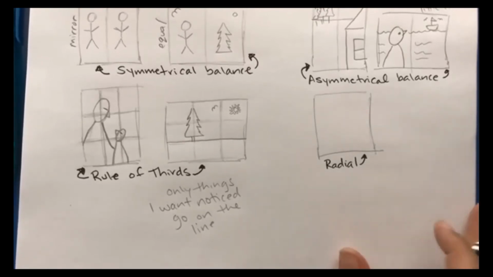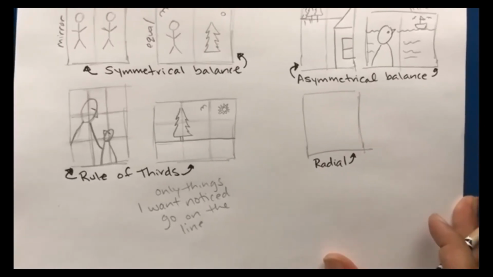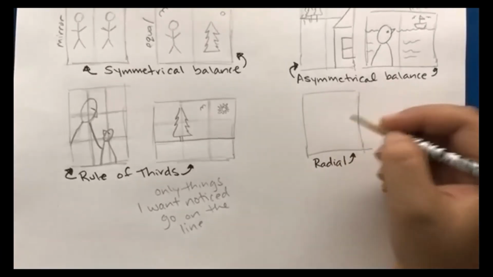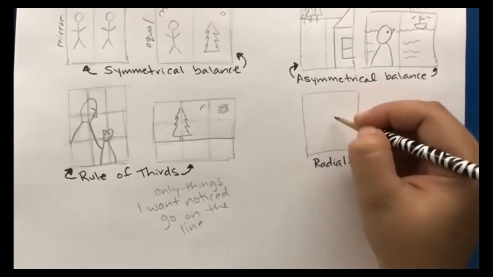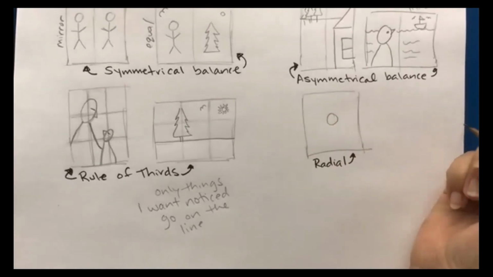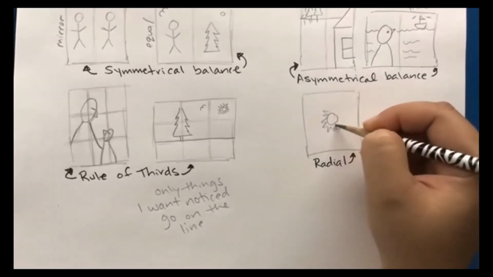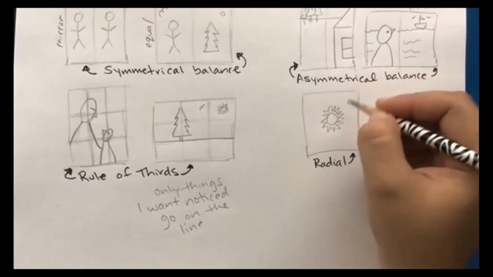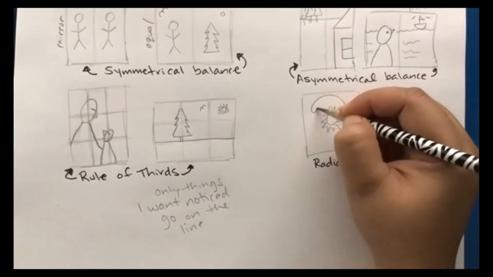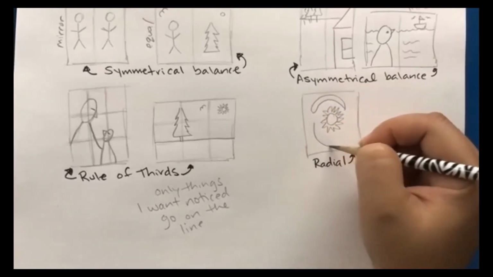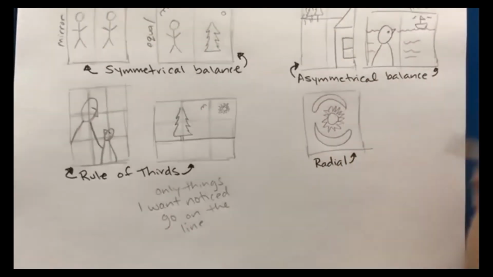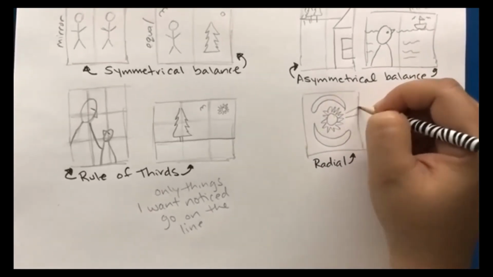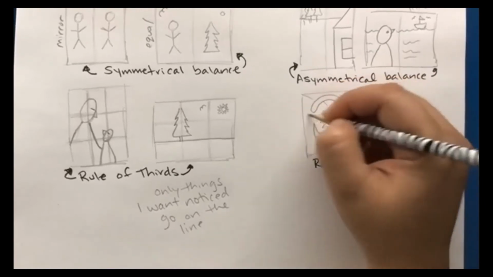So the last one we're going to cover is radial. And radial means that it's kind of going around. So usually there's something in the center of your artwork. So maybe it's the sunshine. And then there's stuff like coming out. So sometimes it's a shape that's going around the objects like this. Sometimes you have like lines extending out.